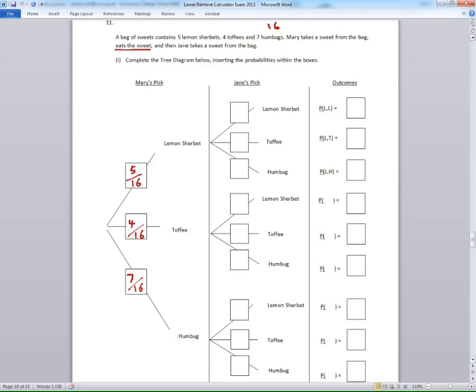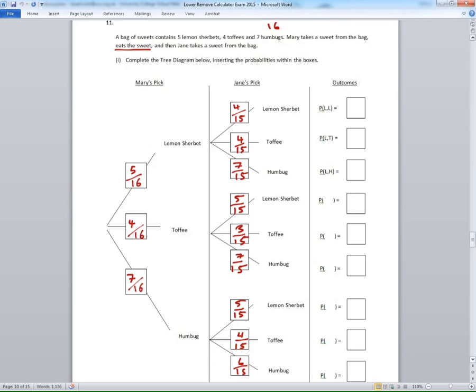Okay, so there were 5 lemon sherbets, 4 toffees, and 7 humbugs. Once Mary has picked her lemon sherbet, there are only 4 lemon sherbets left out of 15. There are still 4 toffees left out of 15 and 7 humbugs left out of 15. Once Mary has eaten her toffee, there are now still 5 lemon sherbets out of 15, but only 3 toffees out of 15 and still 7 humbugs out of 15. Once she's eaten a humbug, then Mary has 5 lemon sherbets to pick from out of 15, still 4 toffees out of 15, but now only 6 humbugs out of 15.